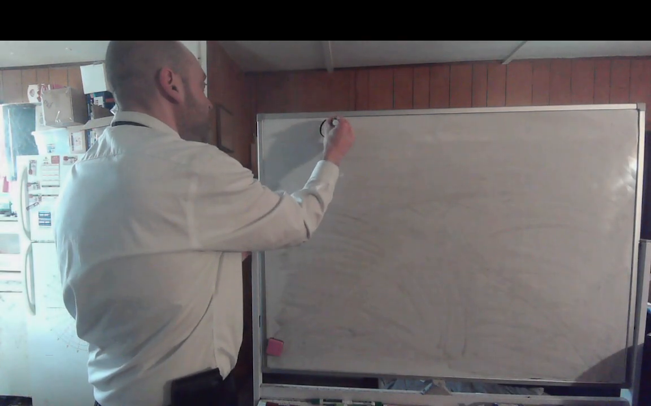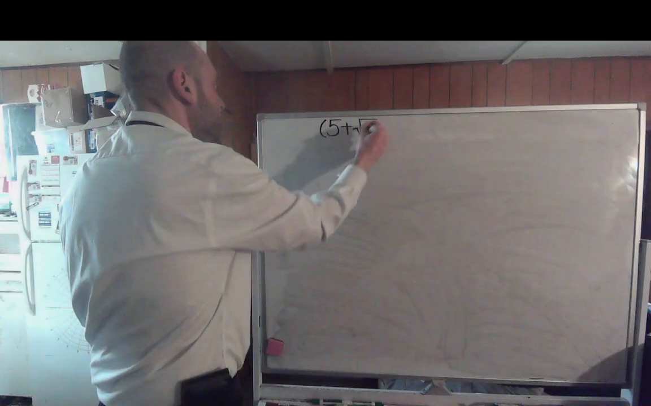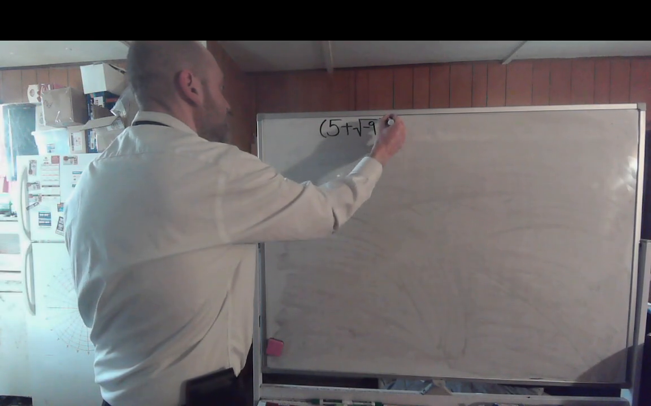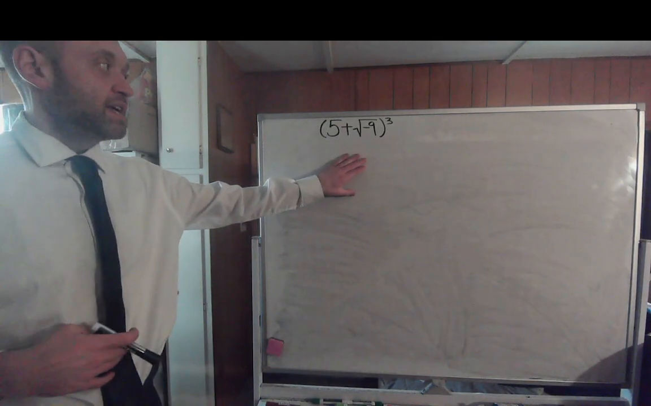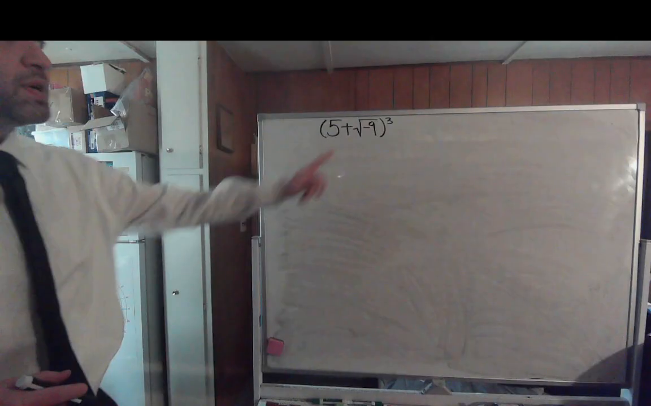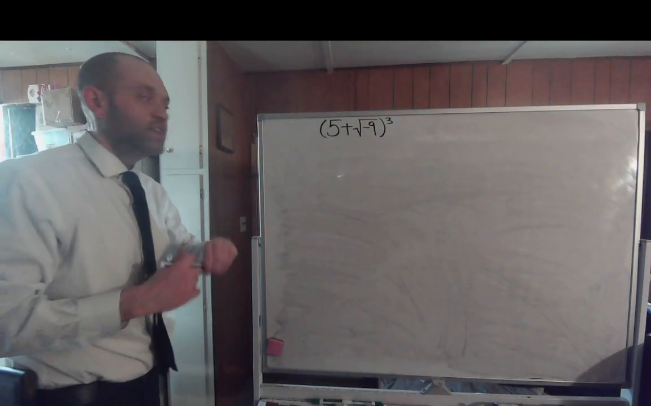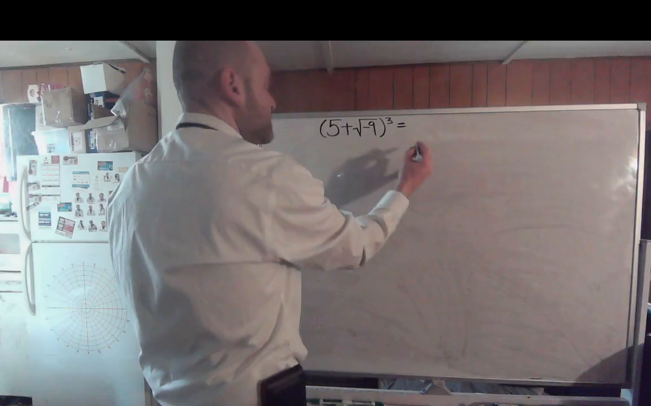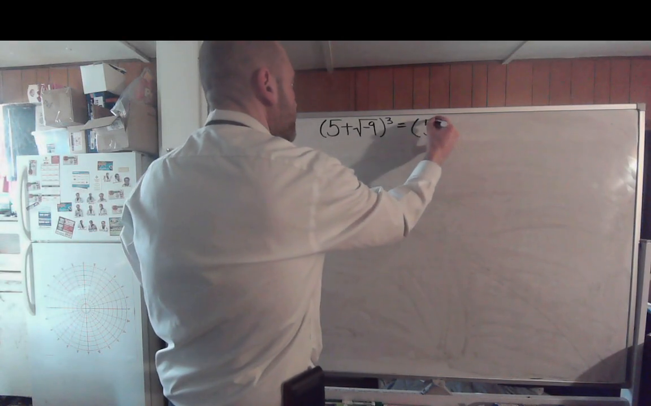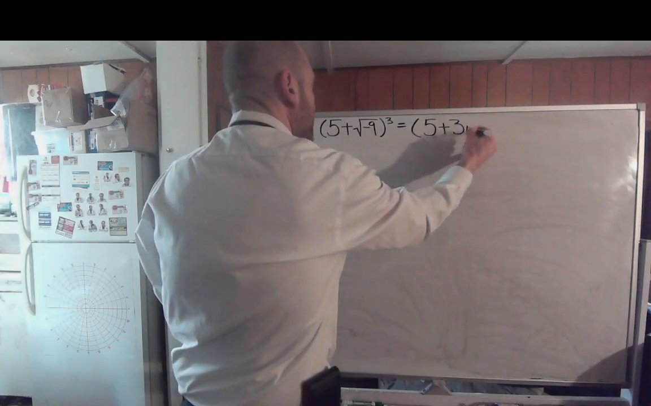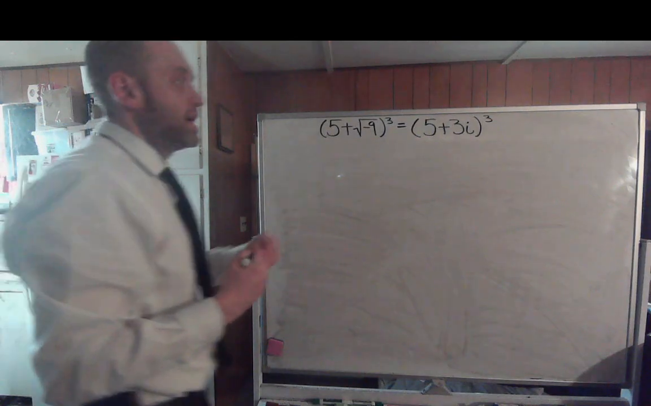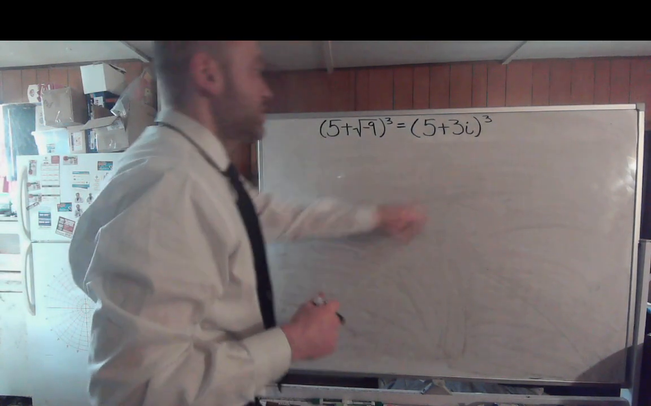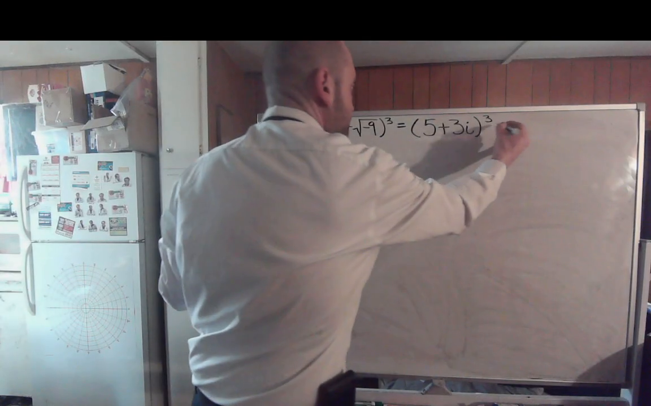Last example. We have 5 plus the square root of negative 9 raised to the third power. Well, what's that square root of negative 9? That's just 3i, isn't it? So this is the same as 5 plus 3i raised to the third power. Alright, now we've got it in a better form we can work with. So let's go ahead and do this expansion here.